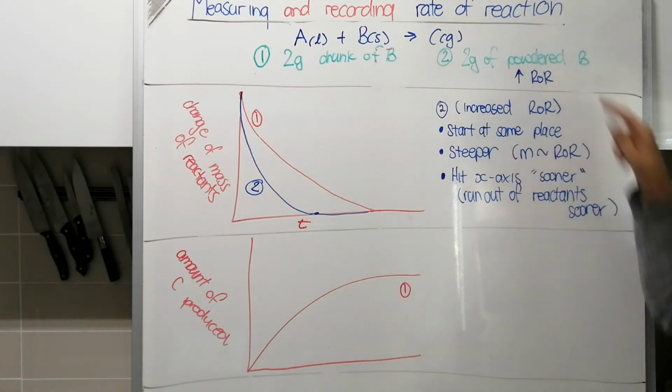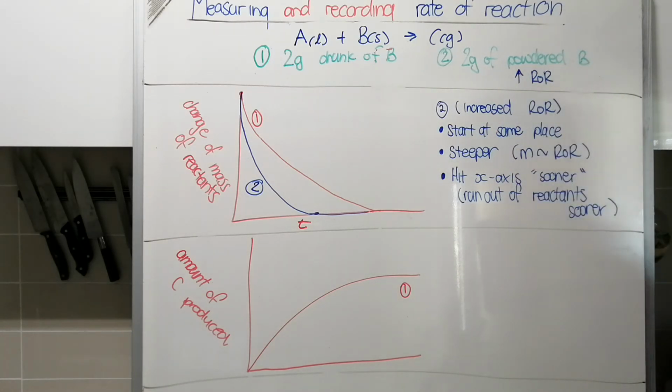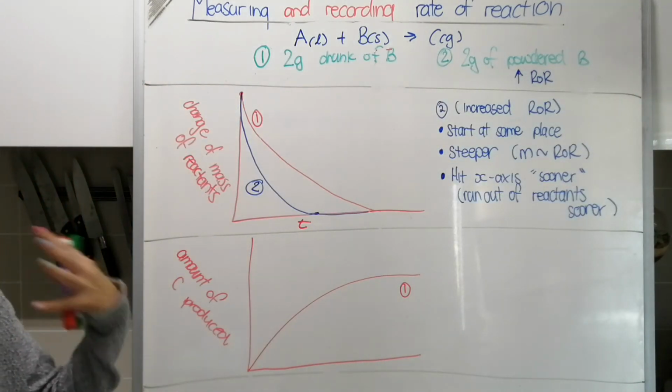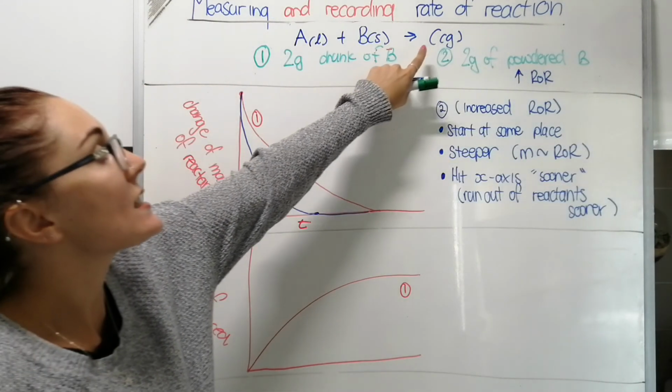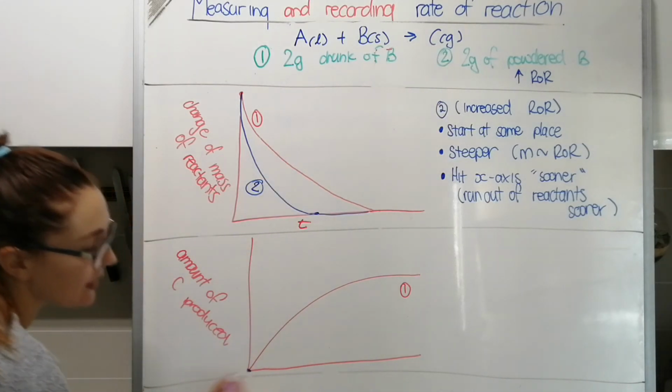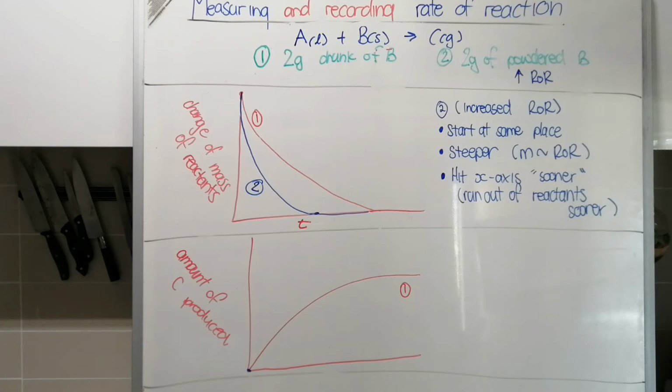Now, experiment 2, we're going to do the same experiments, but now we're using powdered B, which means we're going to have an increased rate of reaction. So let's see what happens here. If I have an increased rate of reaction, I still start with 0 product. I'm still going to start here.